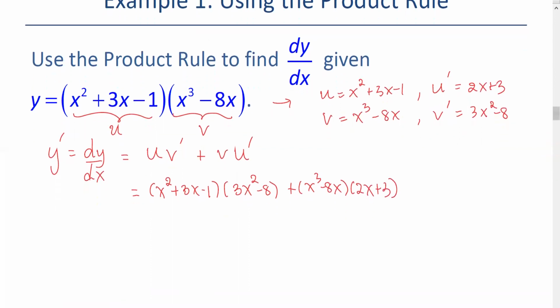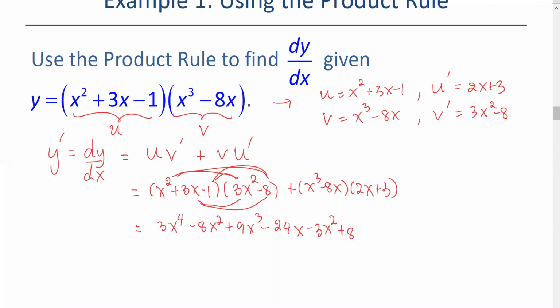And after that, we can simplify the expression. X squared times 3x squared, we get 3x to the fourth. X squared times negative 8 gives negative 8x squared. Next, 3x times 3x squared, we get 9x to the third. 3x times negative 8 gives us negative 24x. And next, negative 1 multiplied by 3x squared gives us negative 3x squared. And negative 1 times negative 8 gives us positive 8.